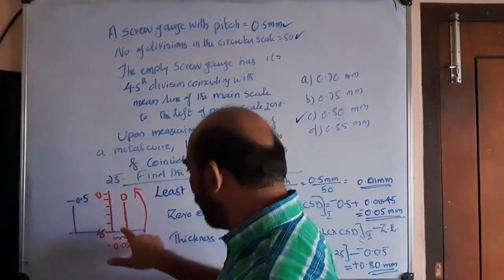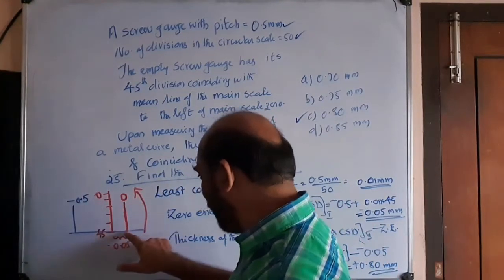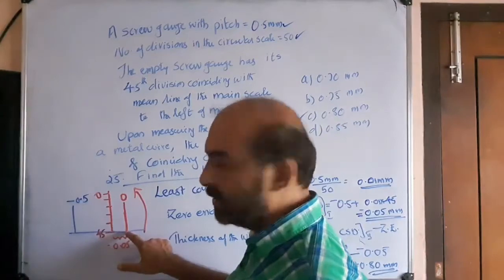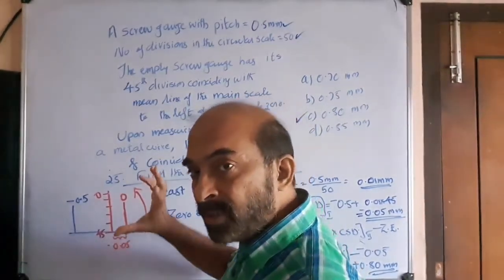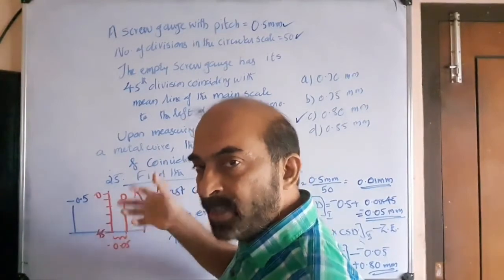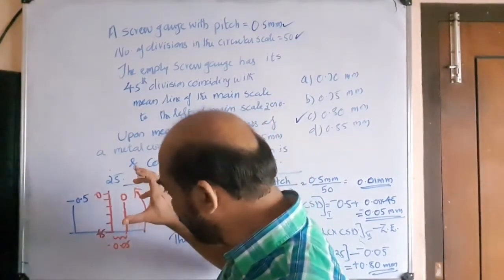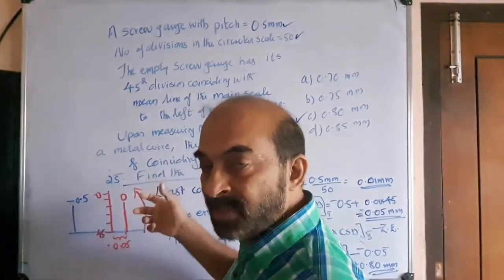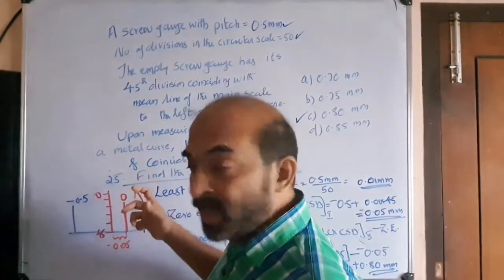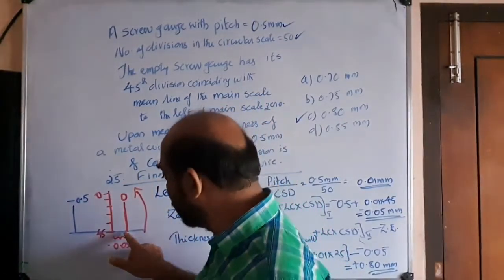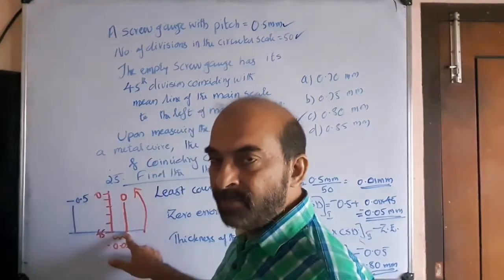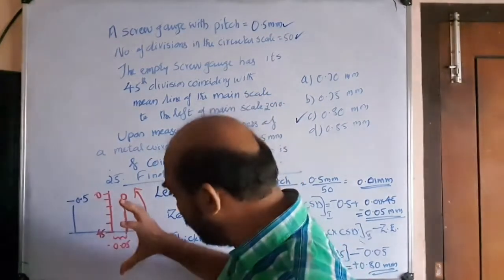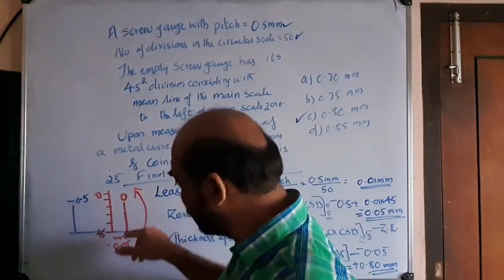This 0 coincided with this main line when it was on 0. But there it didn't stop. We were trying to lock it, for which we have to rotate it a bit more. If it was an ideal screw gauge, it would have stopped at this 0 coinciding with this 0. But since it has some error, what happened?